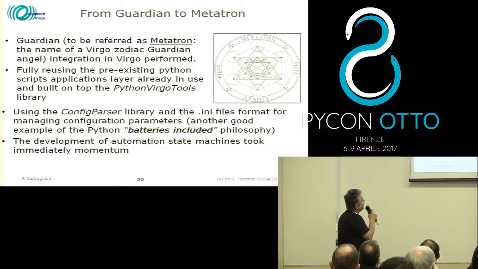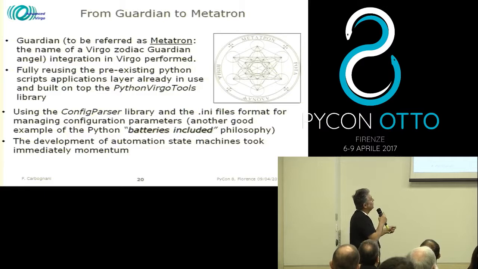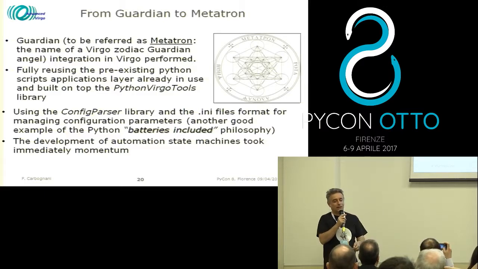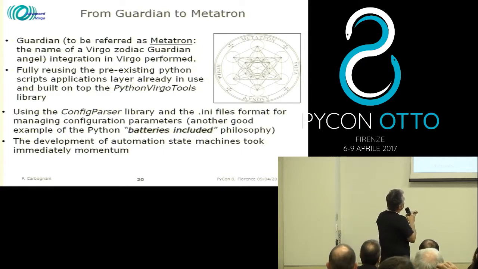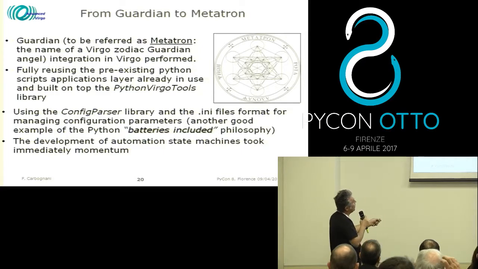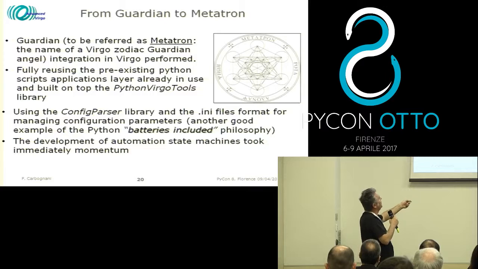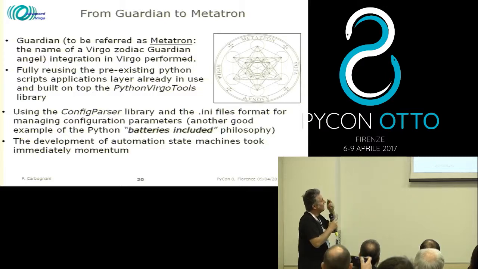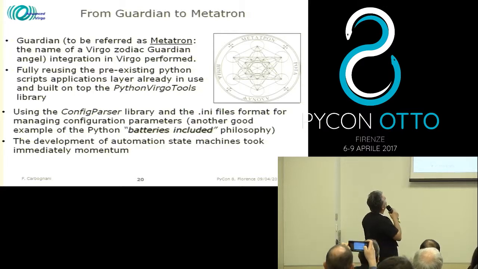So what we have done, we went from Guardian to Metatron. And why Metatron? Because if you ask the question, who is the guardian of Virgo, the reply you get is the guardian angel of the Virgo zodiac. So Metatron is, let's say, the archangel for the Virgo zodiac. It was also a nice name, and we adopted it.